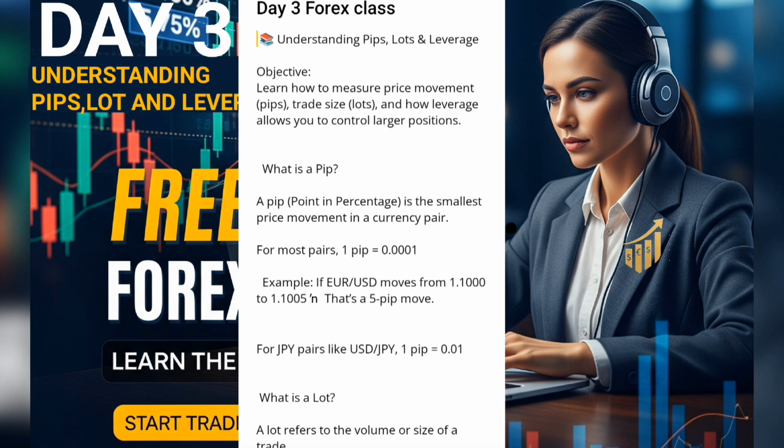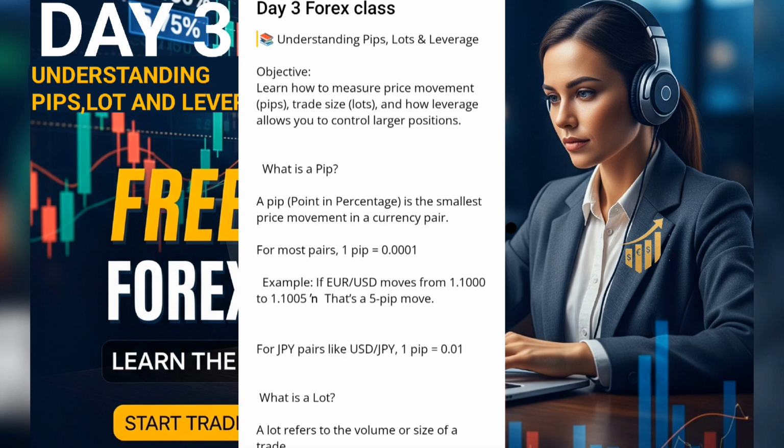What is a pip? A pip, point in percentage, is the smallest price movement in a currency pair. For most pairs, 1 pip equals 0.0001. Example, if euro to US dollar moves from 1.1000 to 1.1005, that's a 5 pip move. For JPY pairs like US dollar to Japanese yen, 1 pip equals 0.01.